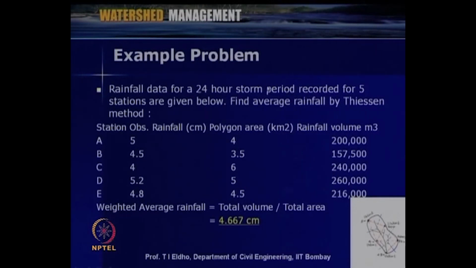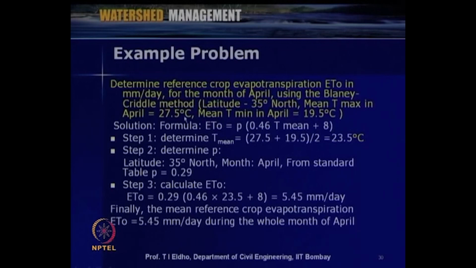The first one is the use of the Thiessen method to identify the average rainfall. In this figure you can see 5 rain gauge stations, and the observed rainfalls are given here. Then we can identify the polygon area as we discussed, and then the rainfall volume. We calculate the average rainfall by considering the total volume: for station A, the rainfall multiplied by the polygon area gives the volume. Then we sum it up and divide by the area, which gives the weighted average rainfall for that particular storm which we consider. That is the way to use the Thiessen polygon method.